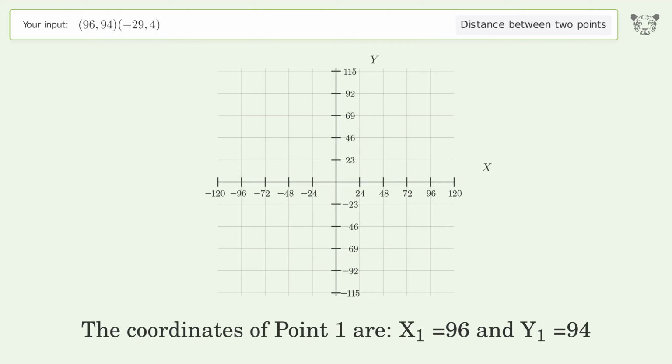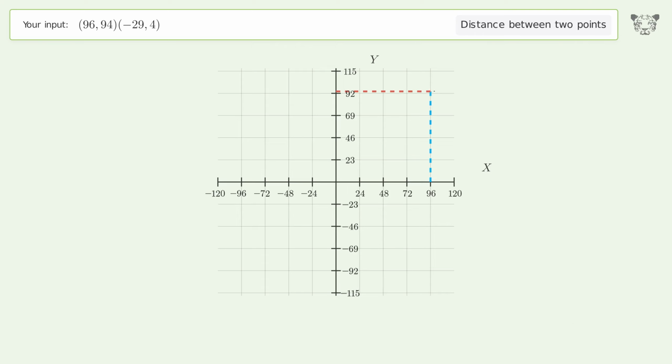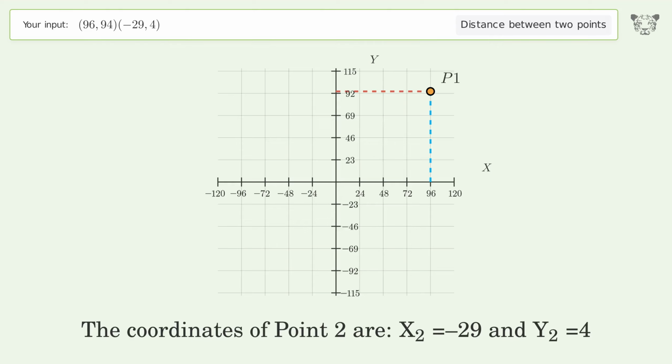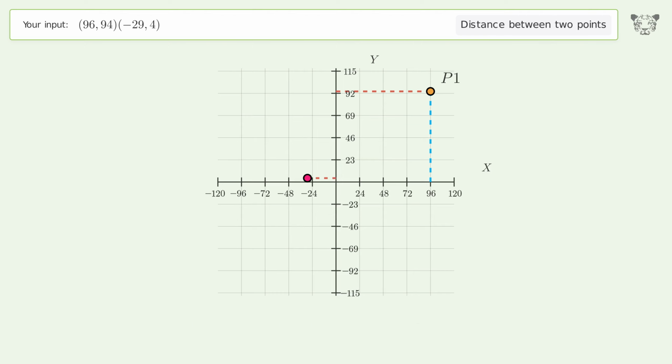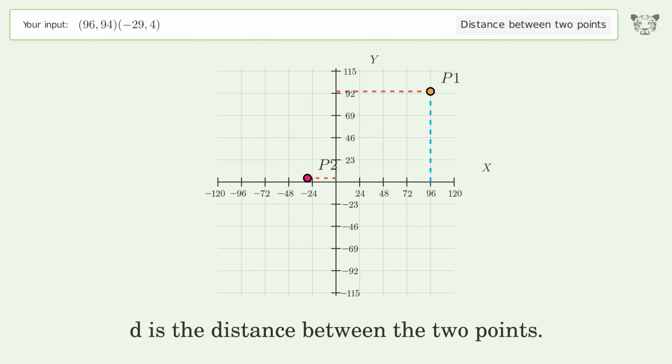The coordinates of point 1 are x1 equals 96 and y1 equals 94. The coordinates of point 2 are x2 equals negative 29 and y2 equals 4. D is the distance between the 2 points.